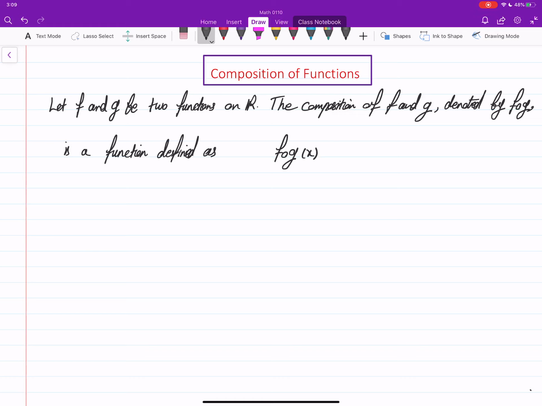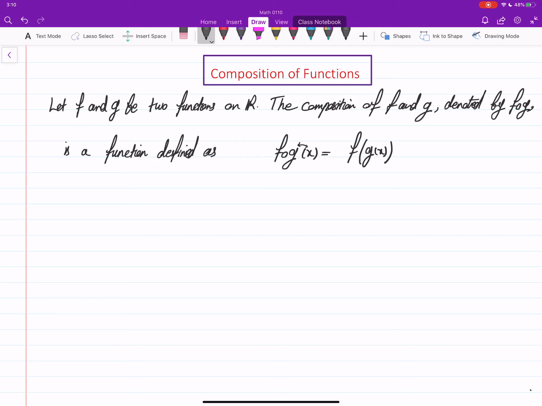f∘g at x is: you evaluate the function which is closer to x at x, then that's a number. Yes, g(x) at a given point x is a number. Then you plug it into f. So first evaluate function g at x. The outcome is a number. You plug it in f and then evaluate f at g(x).